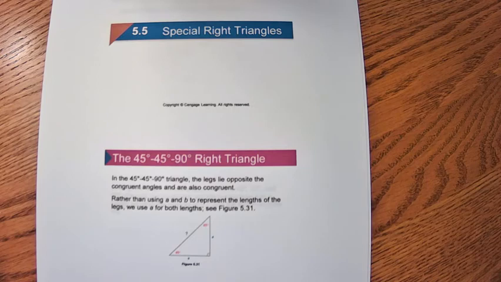In section 5.5, we're going to talk about two special right triangles that you're really going to have to memorize. You're going to see them so often. The two triangles are your 45, 45, 90 and your 30, 60, 90.